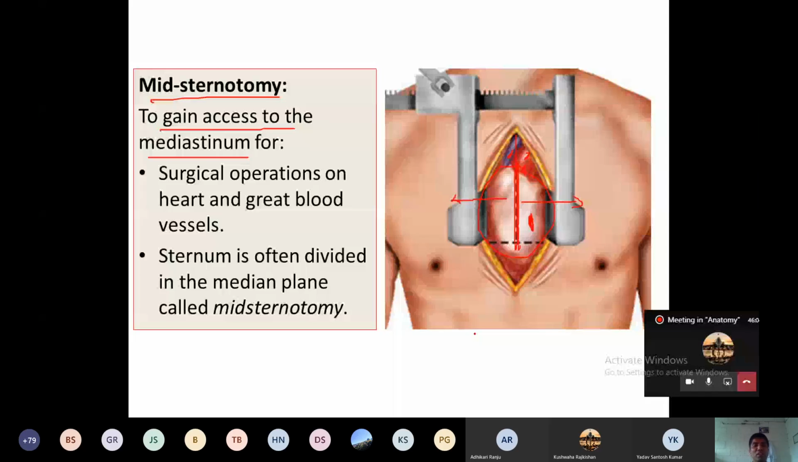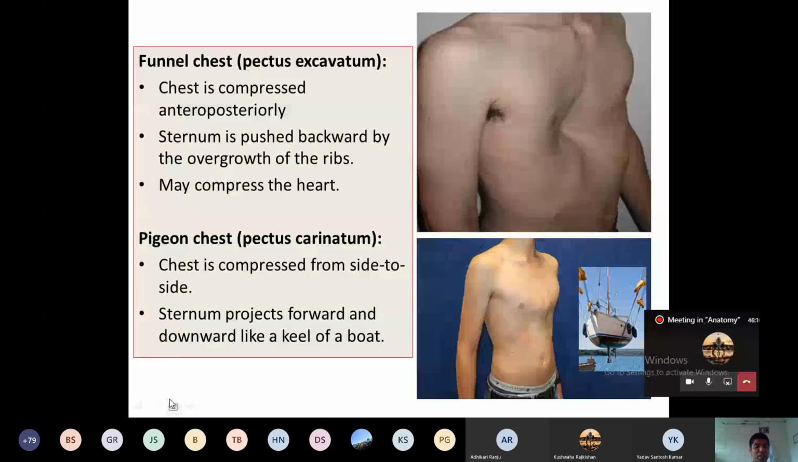Some abnormal shape or development of the sternum we can also find sometimes. This is known as the funnel chest or pectus excavatum, and also the pigeon chest or pectus carinatum. Okay, what is this funnel chest?